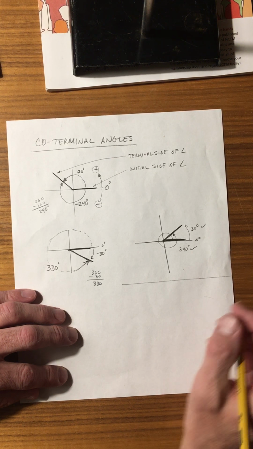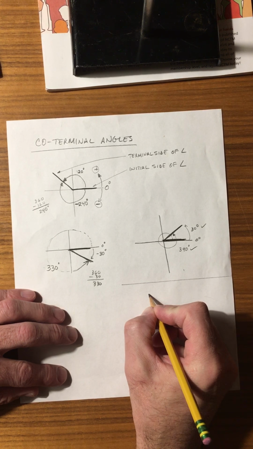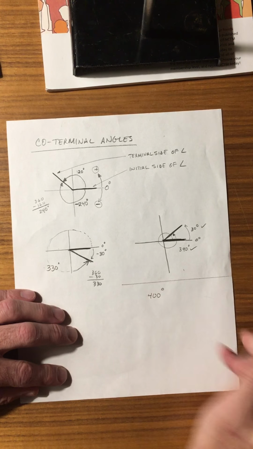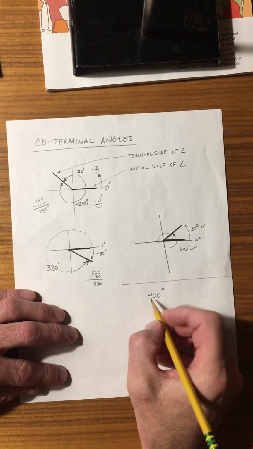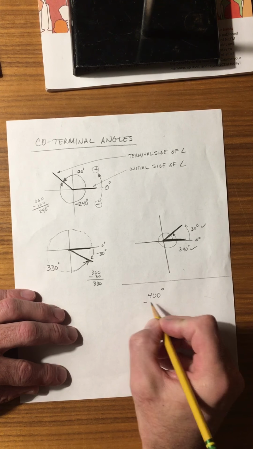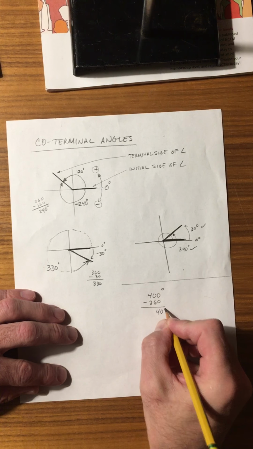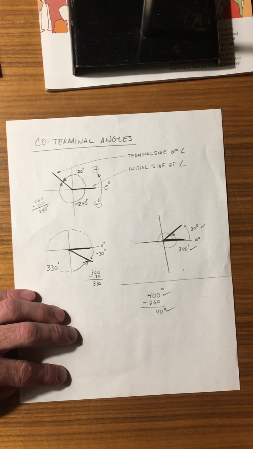All right, I think we have time for another one. Let's not draw a picture. Let's say that we have an angle that is 400 degrees, and we want to find an angle that is coterminal. Well, all you have to do is if it's a positive, just subtract 360. And 40 degrees and 400 degrees are coterminal.